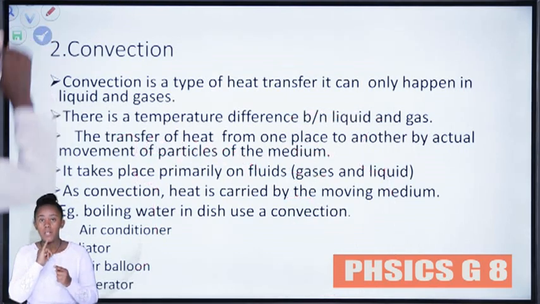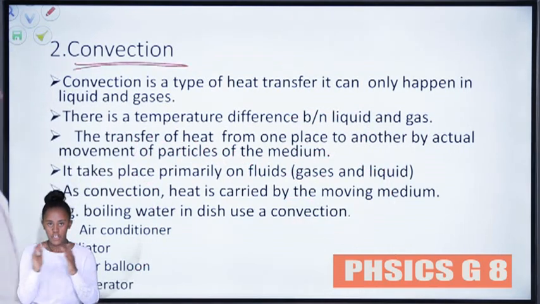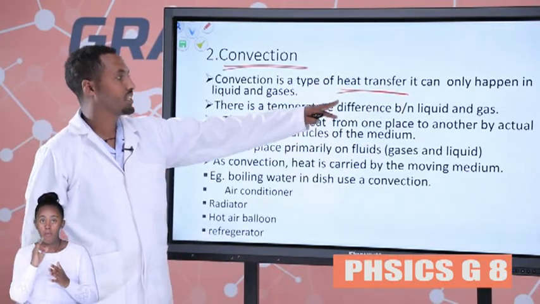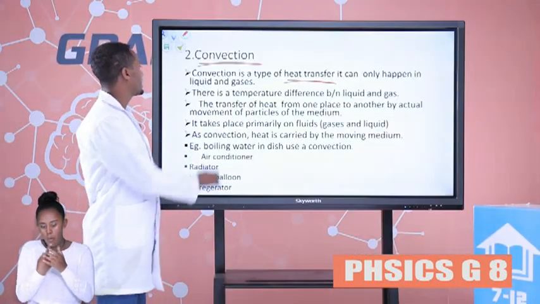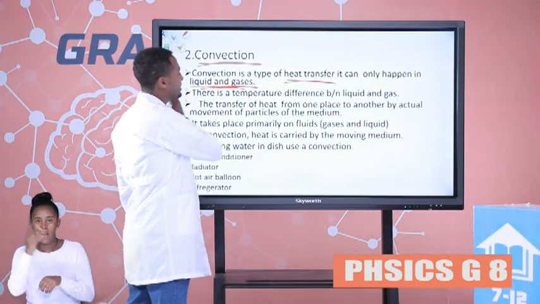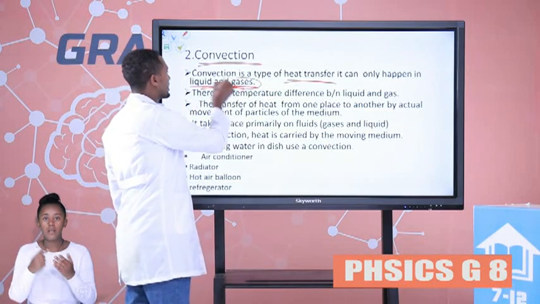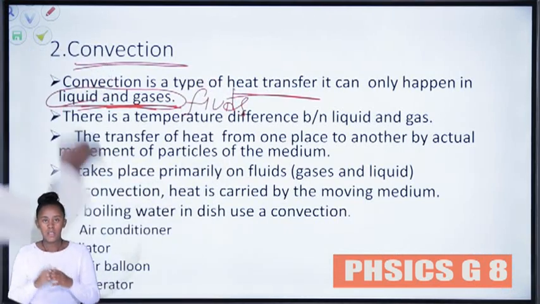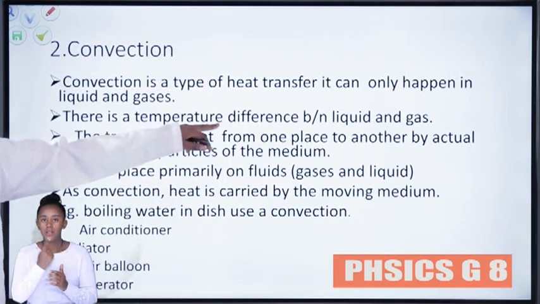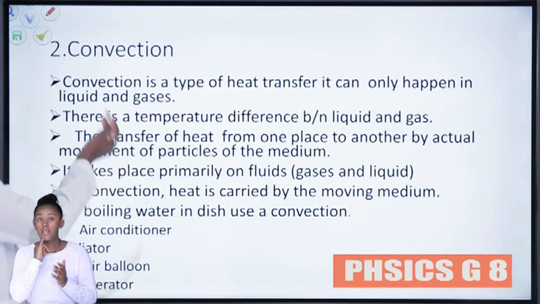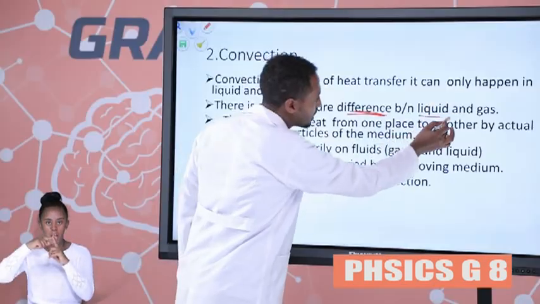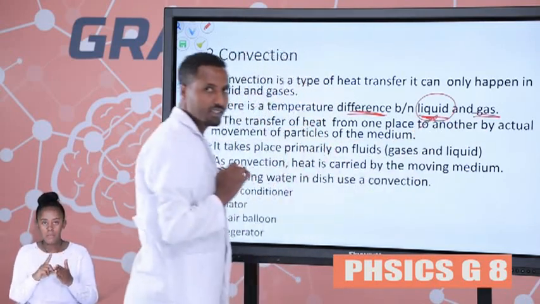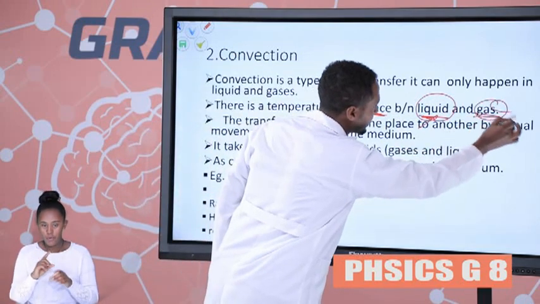The second one is convection. Convection is a type of heat transfer that can only happen in liquids and gases. These liquids and gases are called fluids. There is a temperature difference between liquid and gas. This means the temperature of the liquid is different from the temperature of the gas.